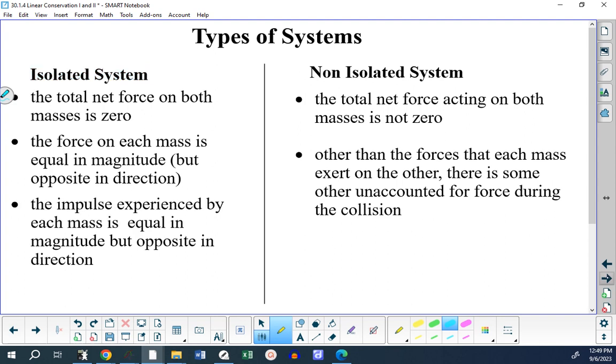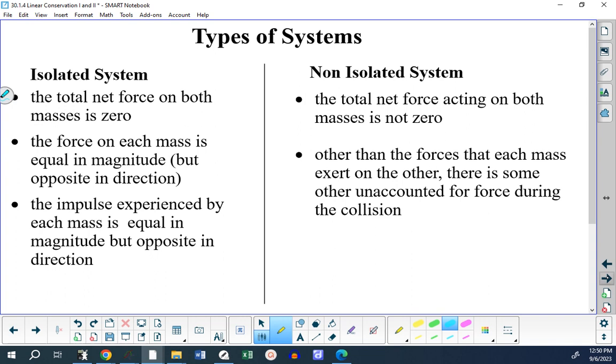This is very important because, and I want to walk through this, you might not follow every little detail, but we'll come to a conclusion that is invaluable. The impulse experienced by each of the two objects in an isolated system during a collision, the impulses have to be equal but opposite.